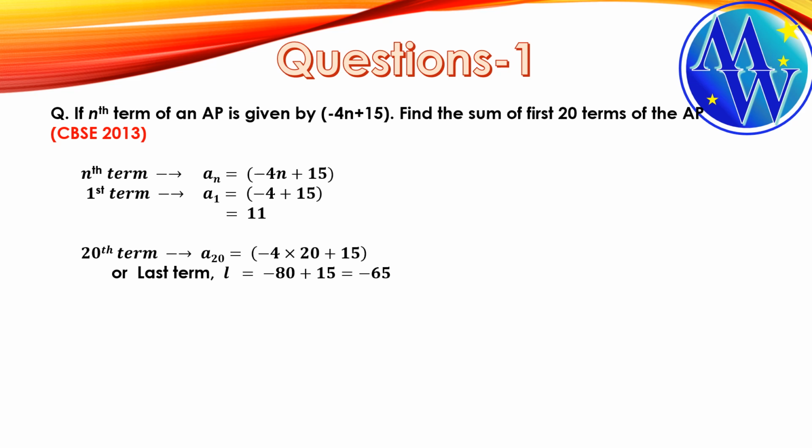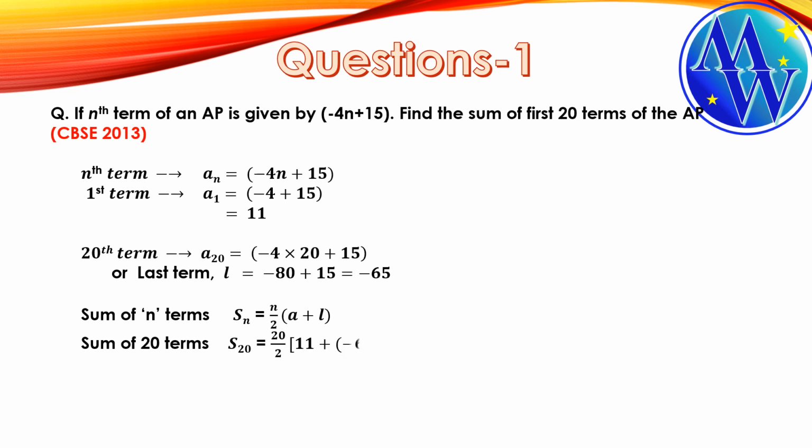So the first and last term are known. So we can use the equation for the sum of n terms Sn equals n by 2 into (a plus l), where a is the first term and l is the last term. Now apply the values of n, a, and l to this equation. So the sum of 20 terms S20 equals 20 divided by 2 into (11 plus minus 65).